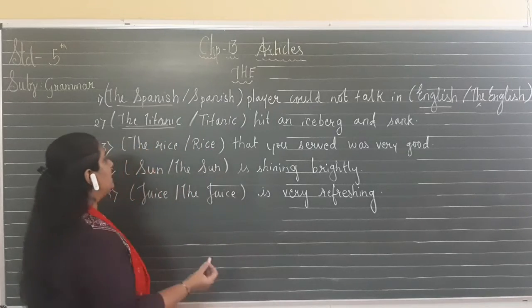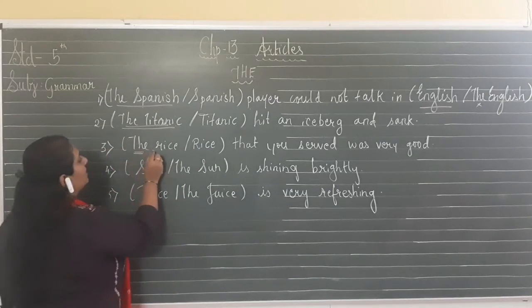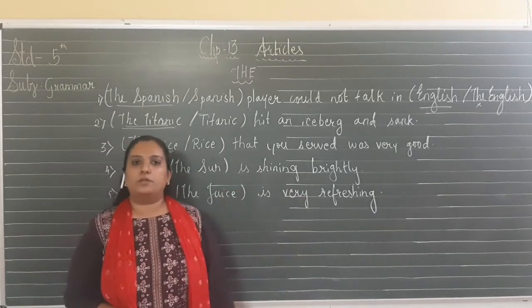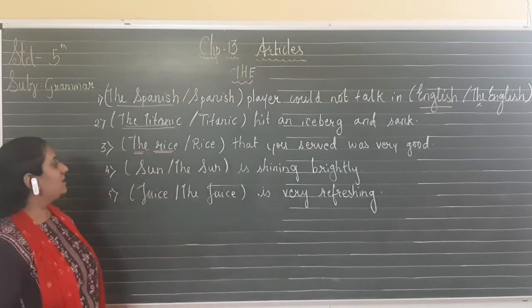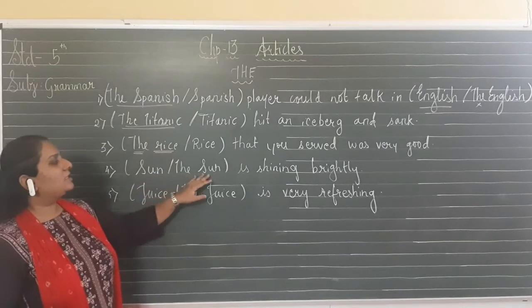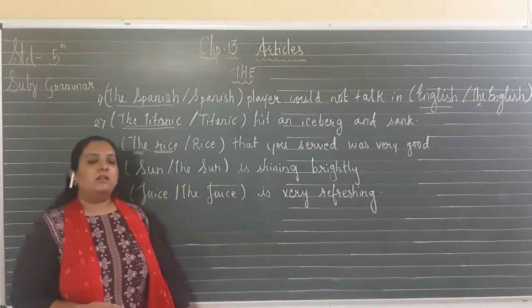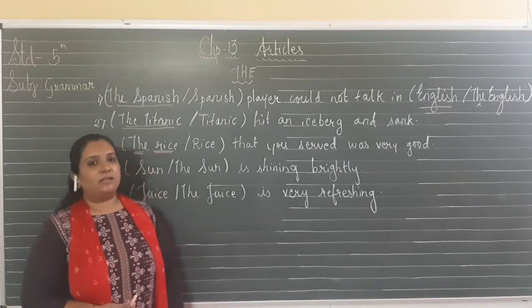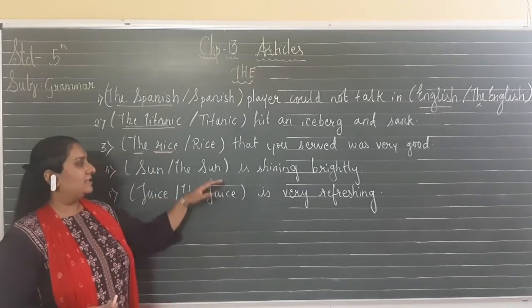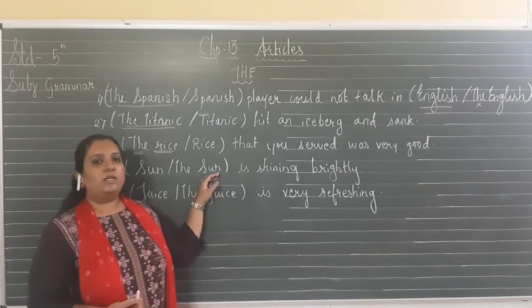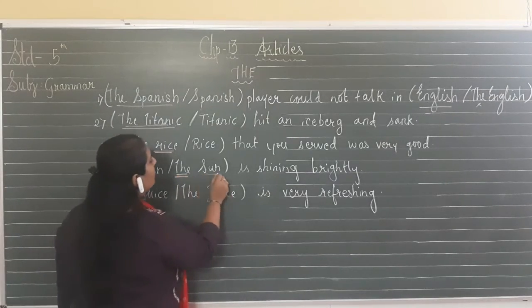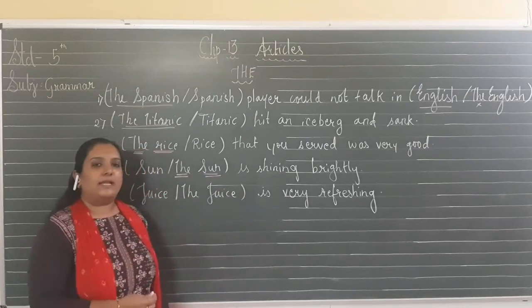So here we will insert article the. The correct answer is the rice that you served was very good. Let's have a look at the next sentence. Sun or the sun is shining brightly. Now what did I say? Wherever you find a unique thing, there you can use article the. So here sun is unique, one in the whole world, in the universe. So we will use article the. The sun is shining brightly.